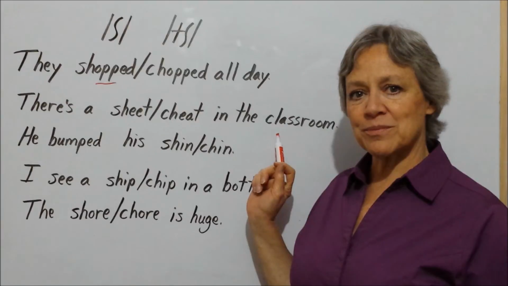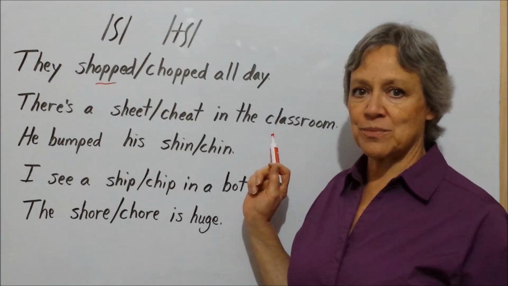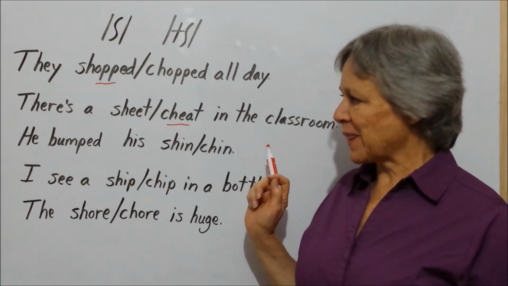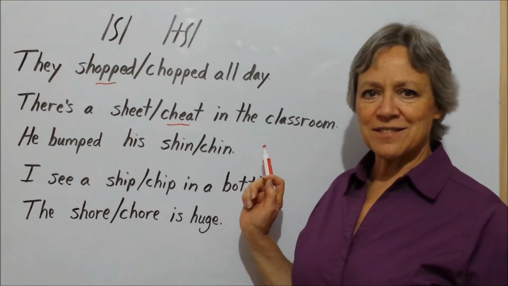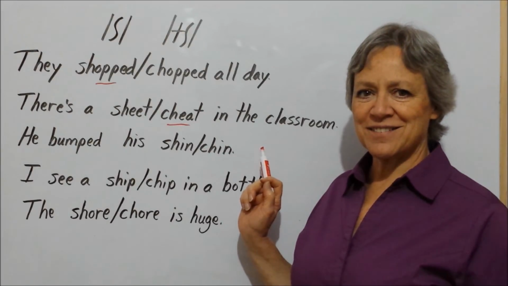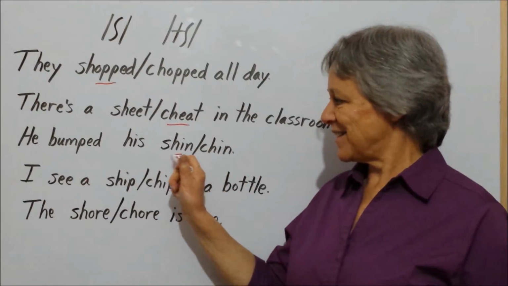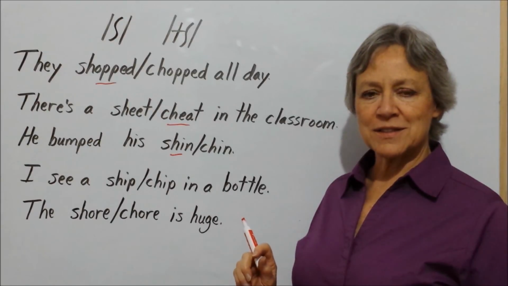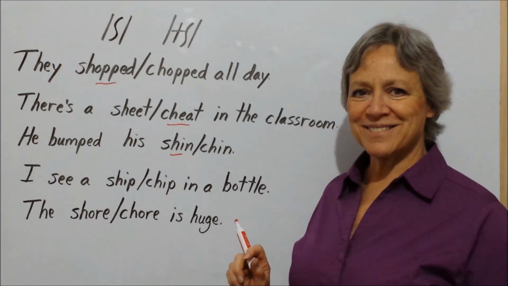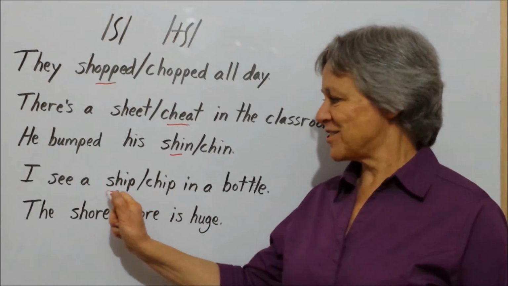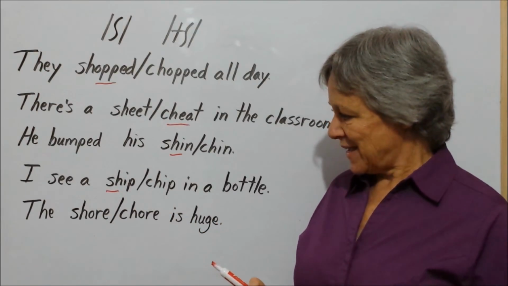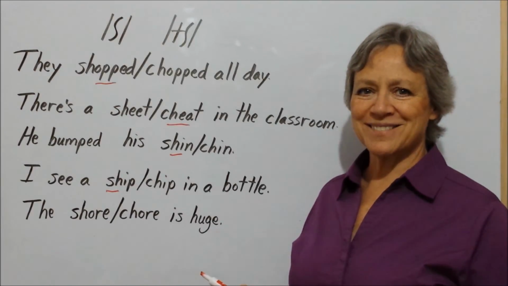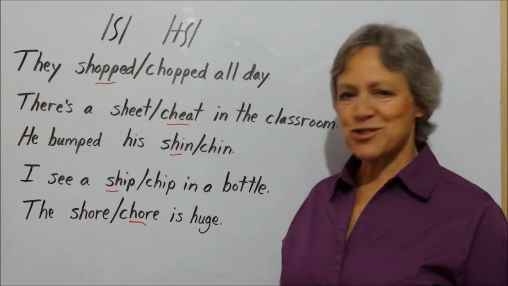There's a cheat in the classroom. There's a cheat in the classroom. Yikes. It's not very good, is it? Okay. He bumped his shin. He bumped his shin. Which one? It was shin. I see a ship in a bottle. I see a ship in a bottle. Which one? Ship. Okay? The chore is huge. The chore is huge. And that was chore.